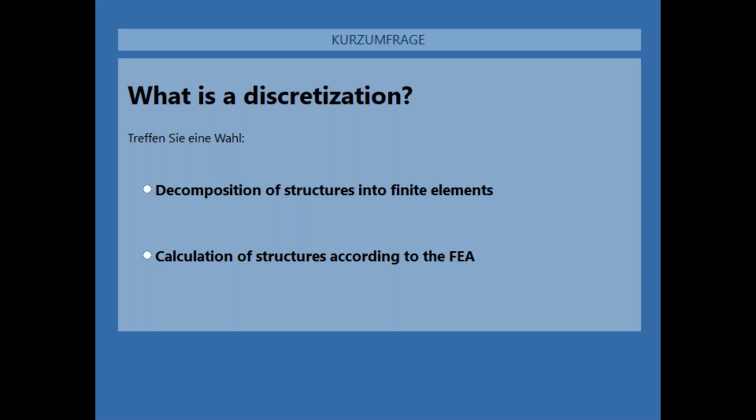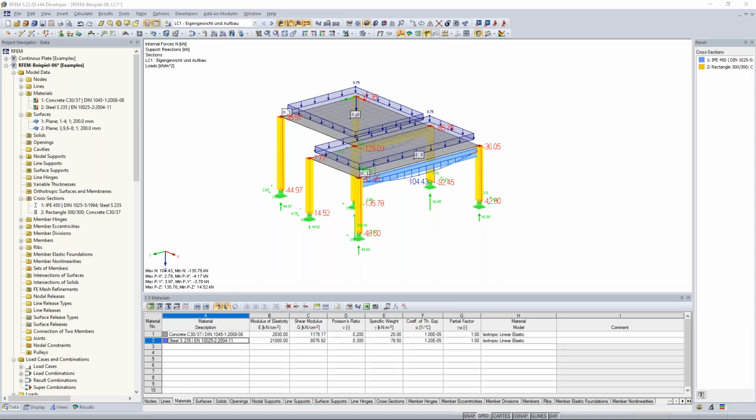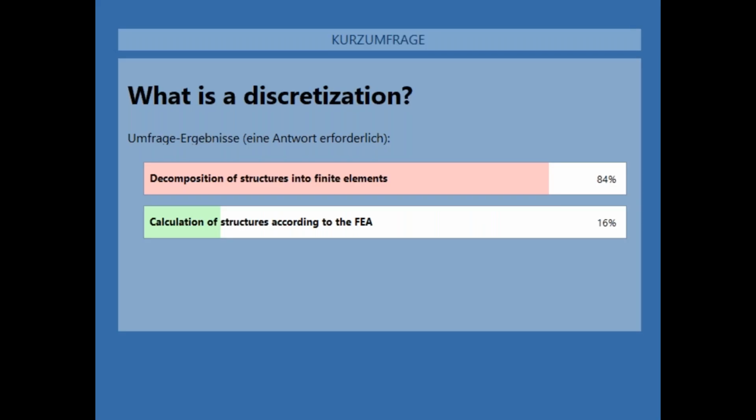Good. Most of you have already chosen, so I close this poll here, show you the results, and say also the right answer. So most of you were correct. So what is a discretization? It's a decomposition of structure into finite elements, and this is the right answer.